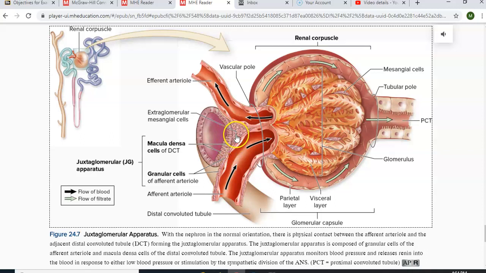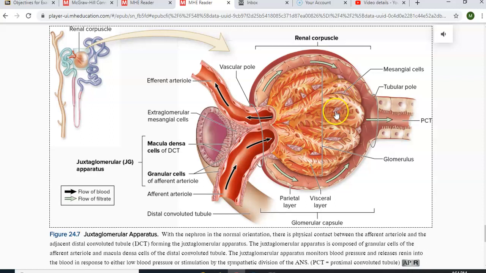I think they also mention these mesangial cells, the extraglomerular ones that are in here. I didn't include those. I just focused on these two parts of the juxtaglomerular apparatus. Realize a little bit later on in videos, these are extraglomerular mesangial cells here, which I don't have you know much about. But I do have you know about mesangial cells that are actually intraglomerular. They're actually within the glomerulus.